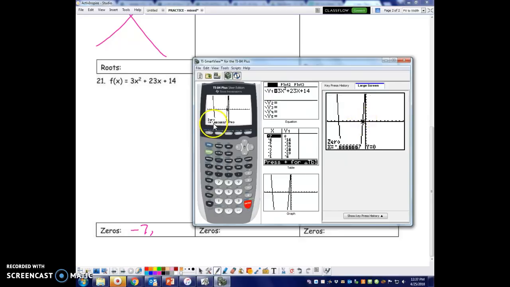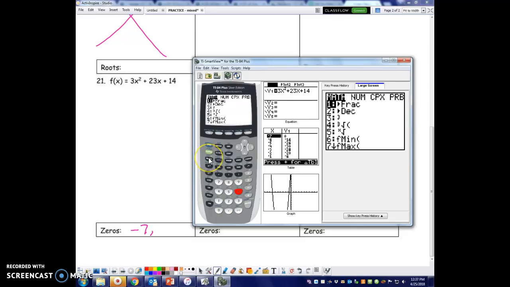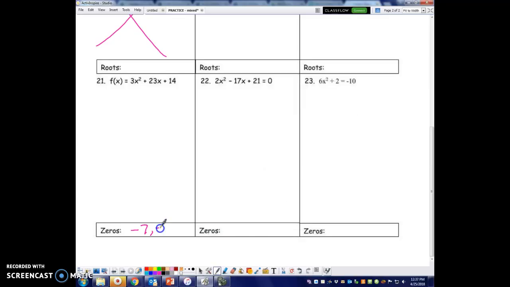It says it's at -0.6 forever. So quit. -0.6666666. Math, enter. -2/3. Okay, so you can definitely find out which one it is. And remember, if it does not cross the x-axis, then there is no real solutions. Okay, they're imaginary solutions.